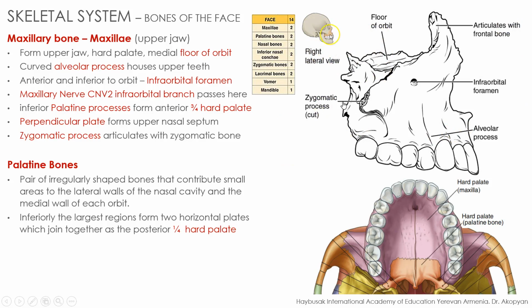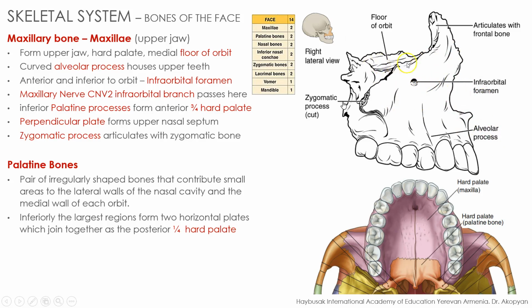The facial bones. There are 14 bones in the facial structure. They are the paired maxilla, palatine, nasal, inferior nasal conchae, zygomatic bones, lacrimal bones, and an individual vomer and the mandible. The maxillary bone, or the maxilla, are two bones that are fused midline and form the upper jaw.